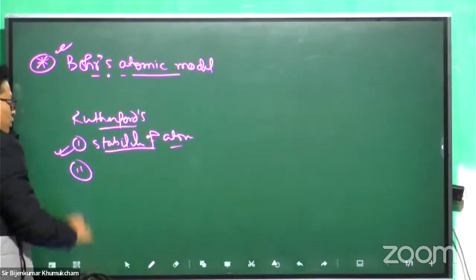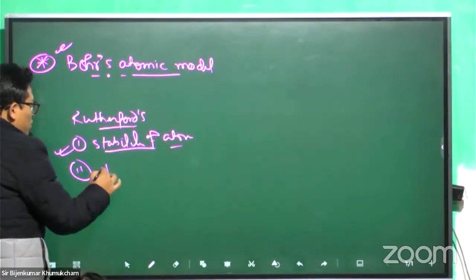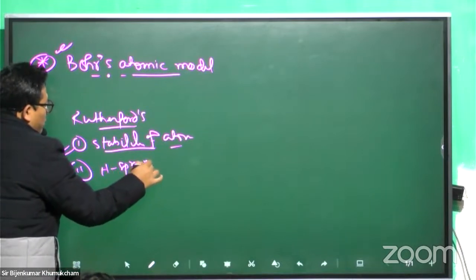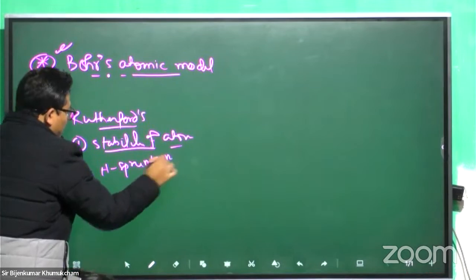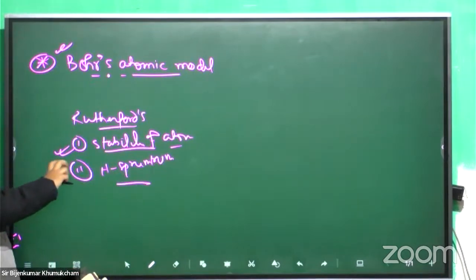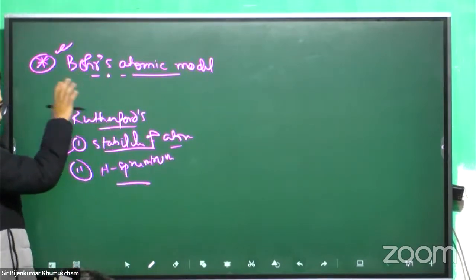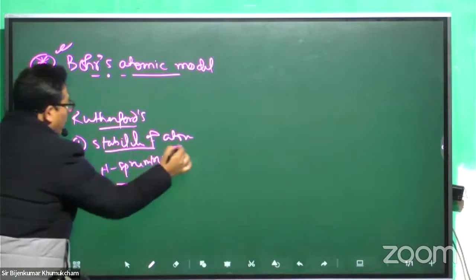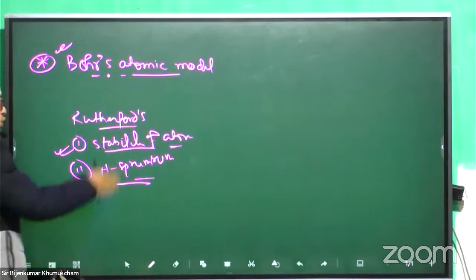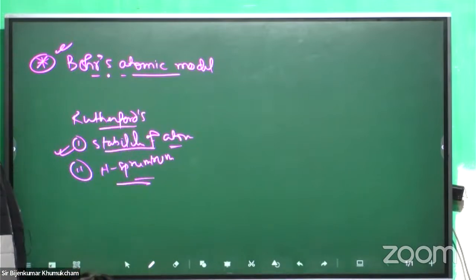Number two: it cannot explain the hydrogen spectrum, the discrete nature of the hydrogen spectrum. What is the hydrogen spectrum? That we will discuss in Bohr's model. You will understand then. These two defects are going to be corrected by Bohr.